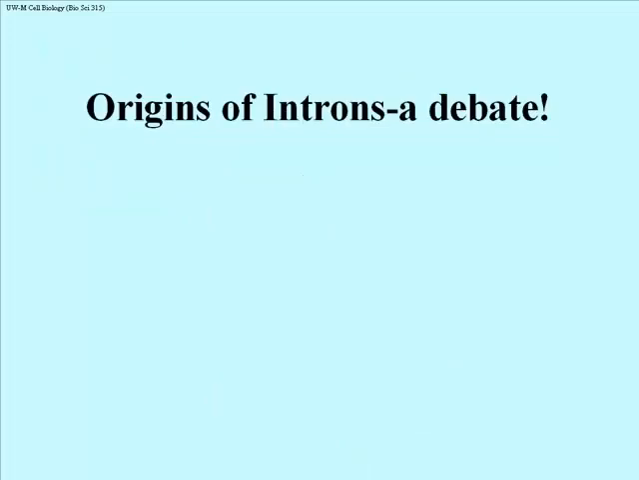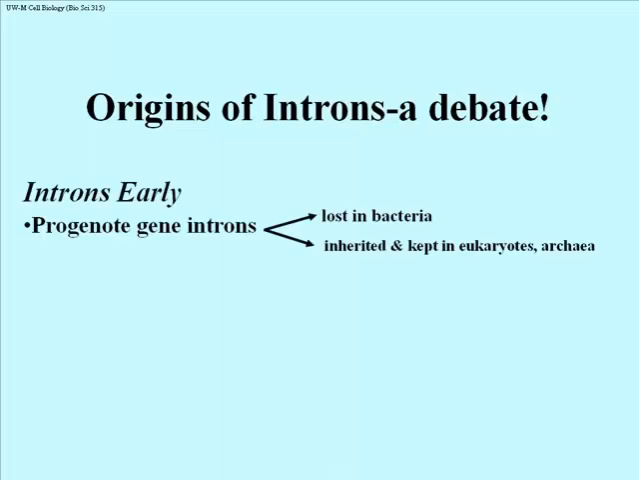So, what are introns good for? When did they arise in evolution? Where did they come from? Were they part of genes from the get-go in the first cell in the progenote? Here's what we know and what biologists are arguing about.